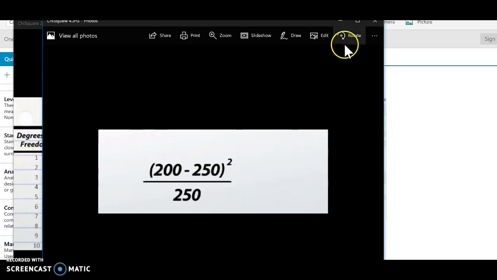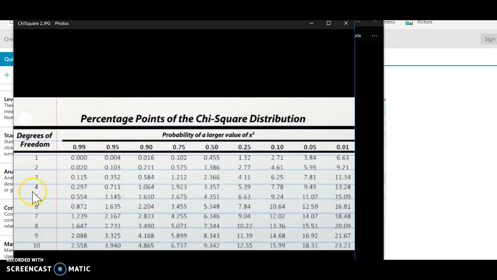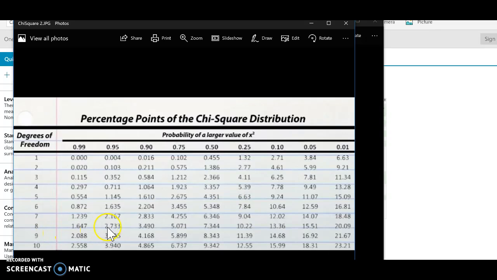Essentially, if this was your observed data and this was your expected data, squared and divided by the 250, the answer that you get for this, you would use that knowing the degrees of freedom, and you would go all the way over until you found your exact p-value. Okay? And that's where you make your decision if you should reject or accept the null hypothesis.